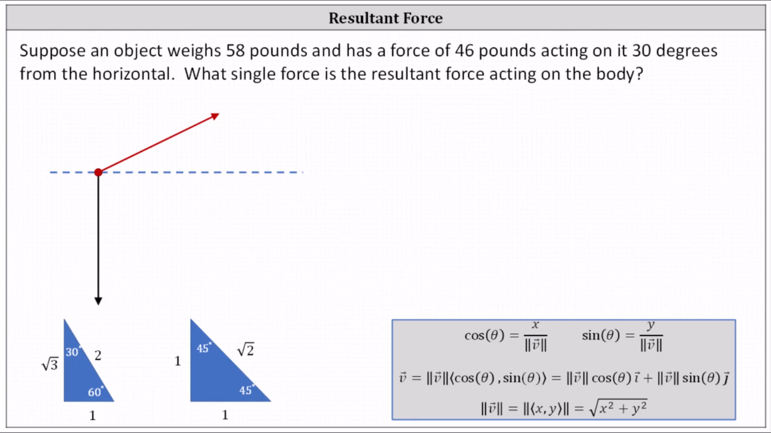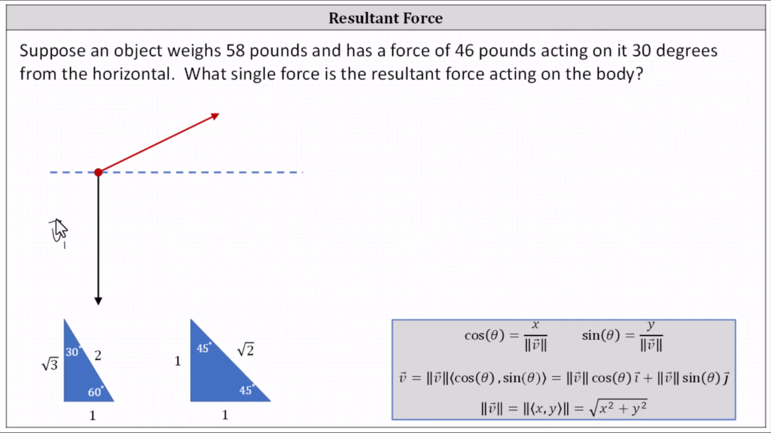Suppose an object weighs 58 pounds and has a force of 46 pounds acting on it 30 degrees from the horizontal. What single force is the resultant force acting on the body? We can use the black vector, we'll call that vector v sub 1, to represent the 58-pound object. Notice the only force is downward with the force of 58 pounds.